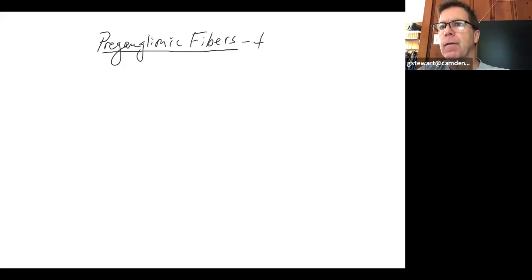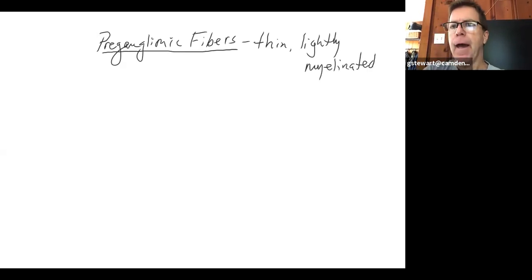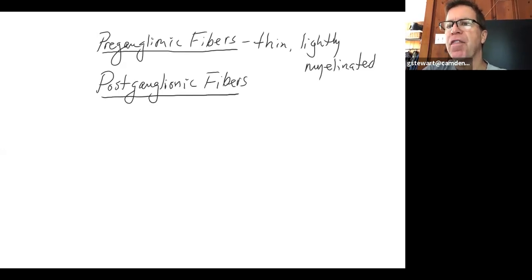These tend to be thin and very lightly myelinated. And then postganglionic fibers in this pathway, that's just the second part of the chain that goes all the way to the effector organ. These are even thinner. Sorry, I'm having a little bit of difficulty on this board this morning. These are thinner and completely unmyelinated.